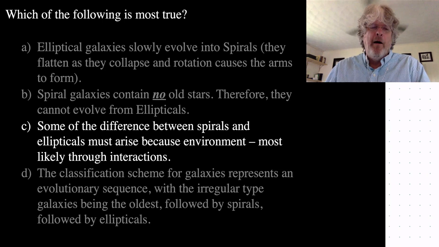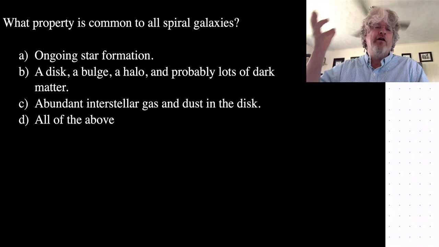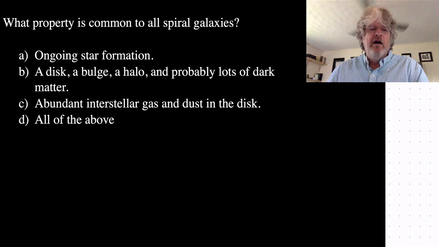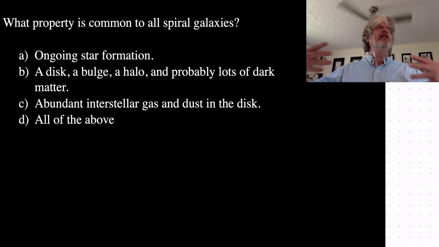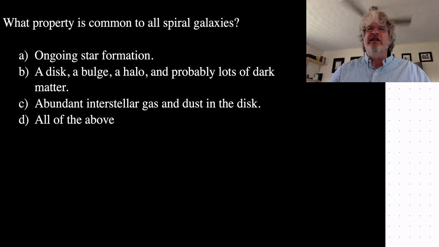All right, so another question: what properties are common to all spiral galaxies? Your choices are A, ongoing star formation; B, a disk, a bulge, and a halo, probably lots of dark matter; C, abundant interstellar dust and gas in the disk; and D, all of the above. All right, so I guess I telegraphed this one because I already talked about how spiral galaxies really stand out because of the young O and B stars and their spiral arms, and so that's giving you this idea of A. Well, in order to form stars, you need dust and gas. That's what stars form out of, so probably C. And the minute you get two of them, you know it's got to be all of the above. But I also talked about our galaxy having this halo, and yeah, it's got a disk and a bulge, so it's also B. And the answer then is all of the above.